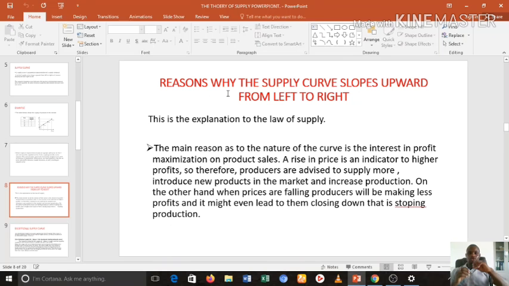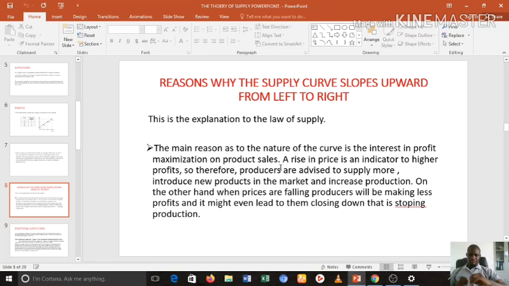Okay, now you should know that in explaining the reasons why the supply curve slopes upward from left to right, these reasons are simply backing the law of supply, which is that more of a good is supplied at a higher price than at a lower price. Are we there? Now, the first reason, which is the main reason as to the nature of the curve, is the interest in profit maximization.